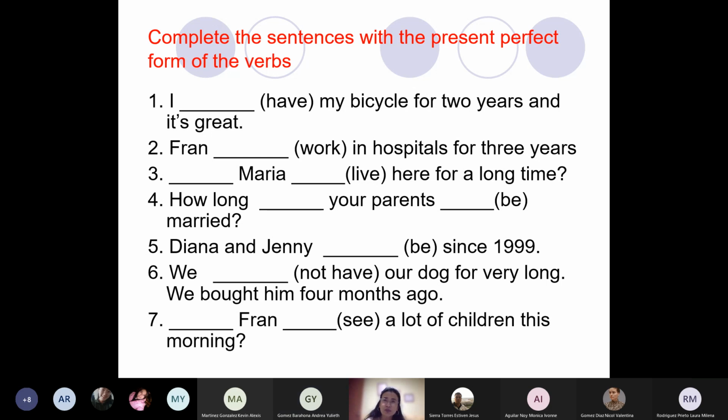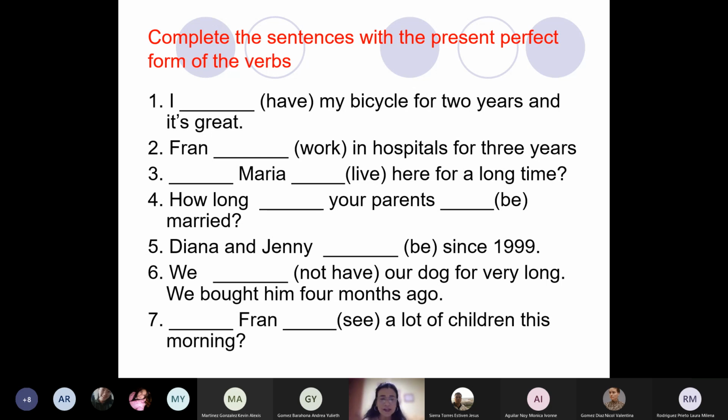And then you continue with the past. Y ven que en la segunda oración, ahí sí ya está el pasado. We bought him 4 months ago. Mire, lo compramos hace 4 meses. We bought him, the dog, 4 months ago. Here you have present perfect, and then you have the simple past. We haven't had our dog, and the past simple, we bought him.